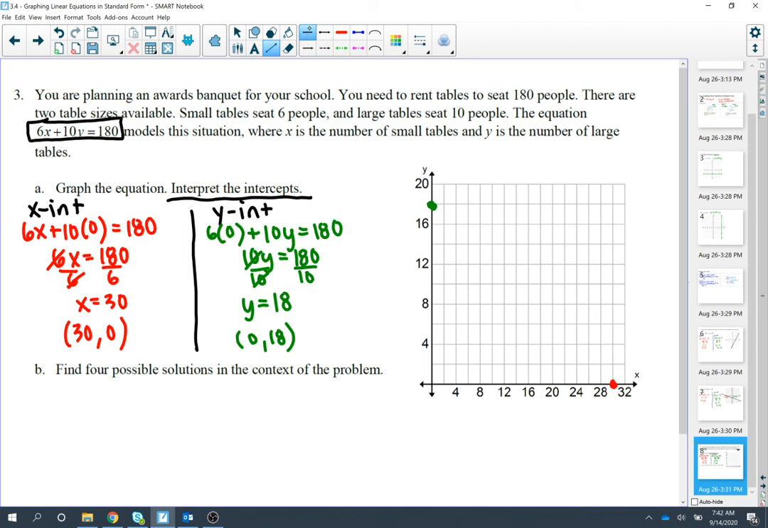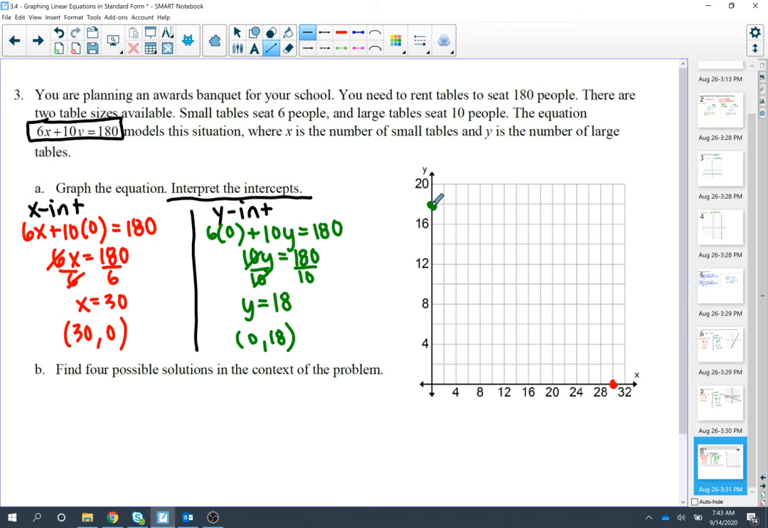Now, if we wanted to graph that, so far when we've been graphing our linear equations, we've extended them forever in both directions, with arrows on both sides. Should I do that in this situation? The answer is no, because we're talking about tables and we're talking about people. X represents the number of small tables and y is the number of large tables. If my y goes below 0, that's a negative number, which would mean a negative number of tables. That's not going to happen. I'm going to get to 0 and that's going to be it.